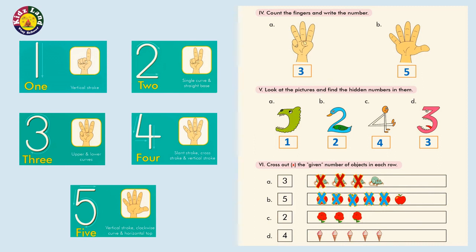Similarly, 2 in the third line. What is it? 2. You have to cross 2 roses. 1 rose, 2 roses. Isn't it simple, kids? We are just counting and crossing the picture. There is 4 now. 4 ice creams. 1, 2, 3 and 4. So I am crossing 4 ice creams. Okay, this is another kind of activity which also teaches you counting. Parents, isn't it fun?